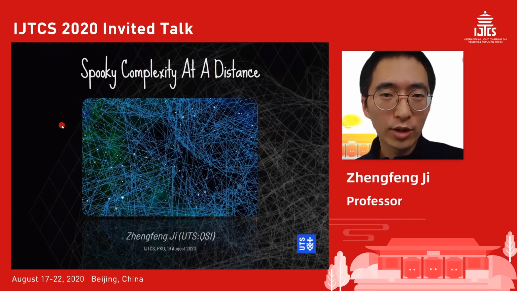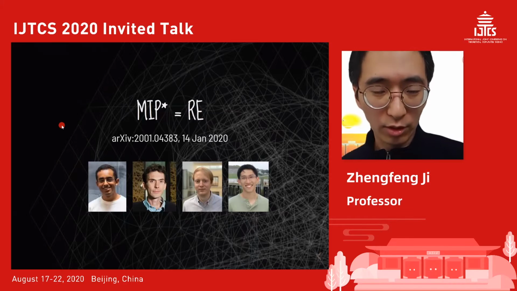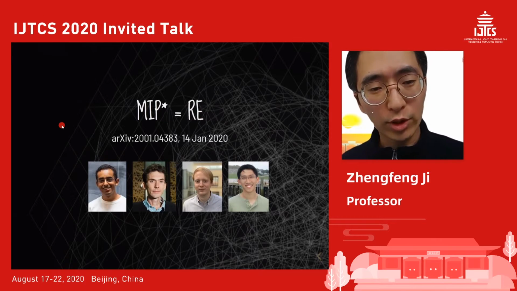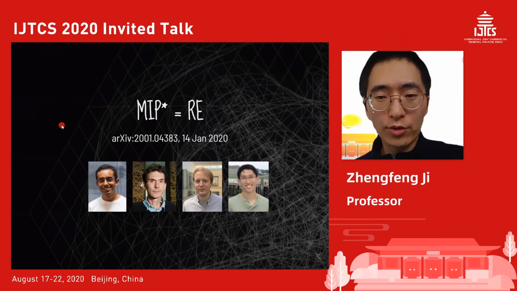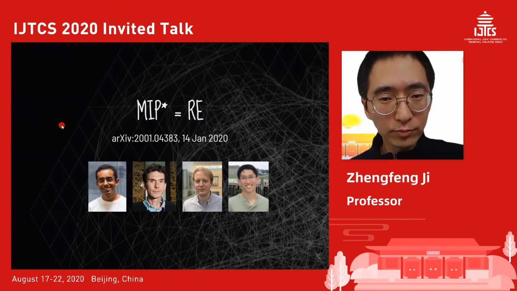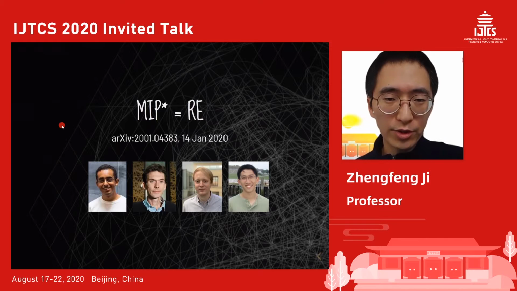I'll talk about complexity theory, and the result that I obtained, as Xiaomin said, MIP* = RE. It's joint work with Anand Natarajan, Thomas Vidick, John Wright, and Henry Yuen. It appeared earlier this year on arXiv.